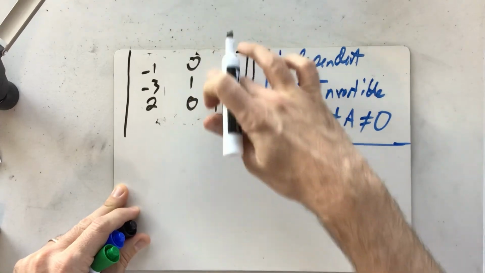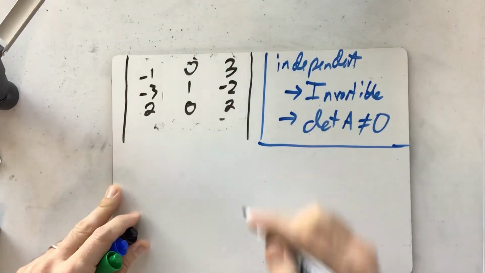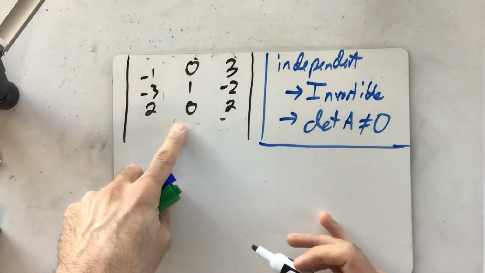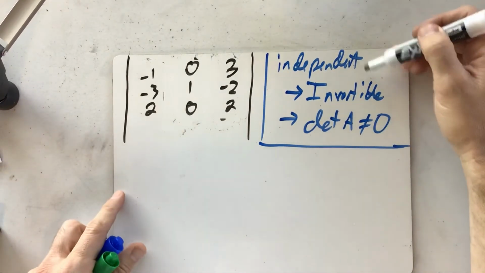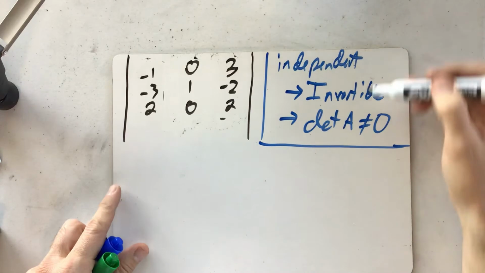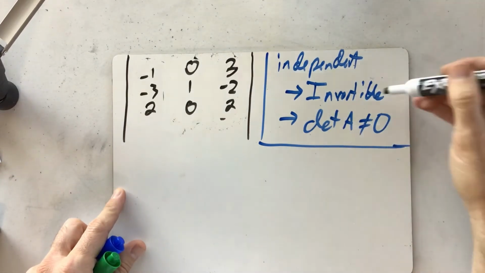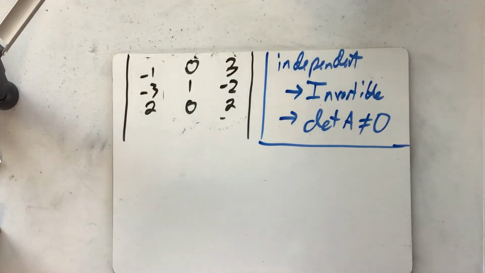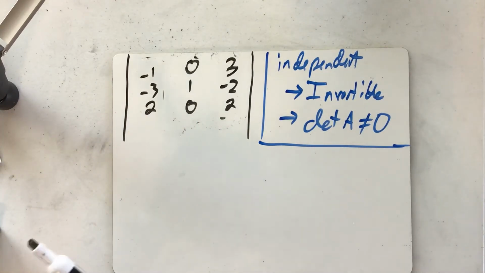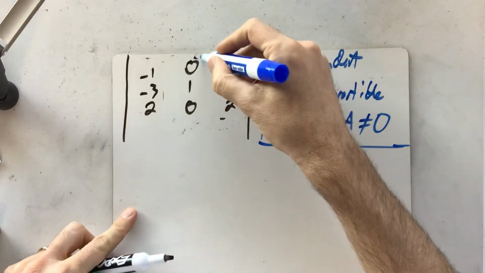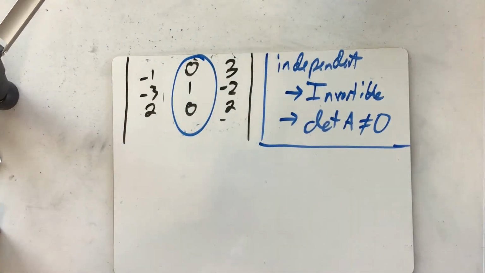And so what I'm going to do is just find the determinant of this matrix and say, is that determinant 0? If it's not 0, they're invertible and therefore independent. If it is 0, they're not invertible and therefore not independent. So all I've got to do is find this determinant and then I'm good to go. Well, for this determinant, there are multiple ways you could do it. I'm going to choose row 2 to do my determinant.